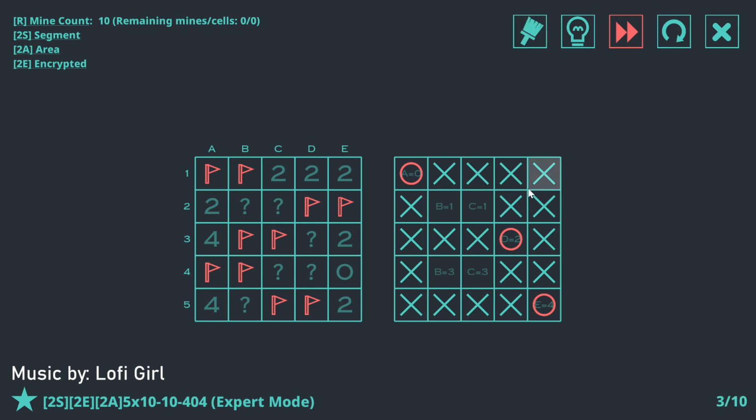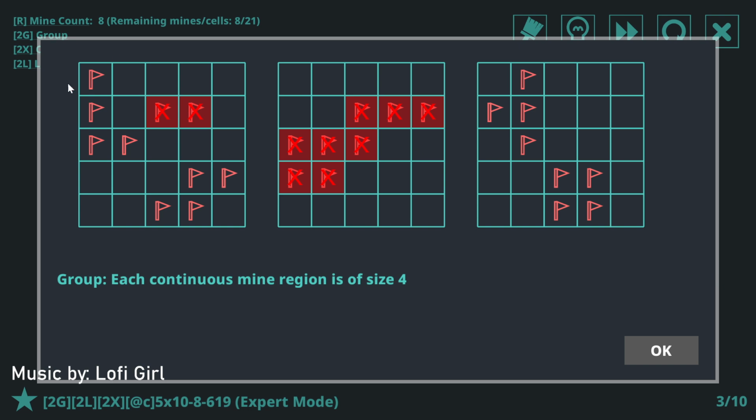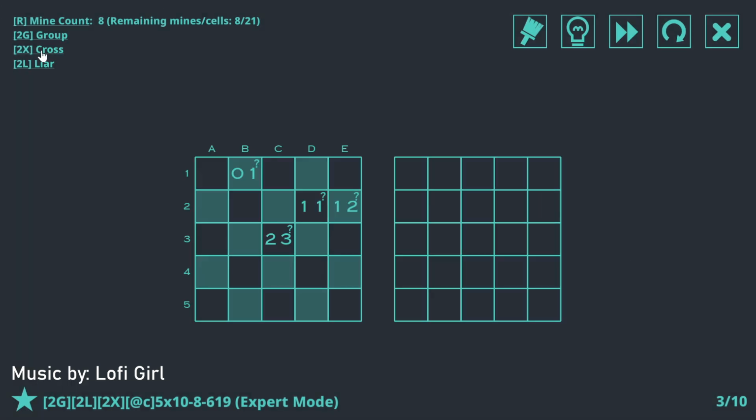Great. Alright, well this was so fun actually. Let's look at Liar, Group and Cross. Alright, well Group is the easiest one. Mines just have to form regions of 4. You can't have regions of 2, you can't have regions of 8, you can't have regions of anything other than 4 in fact.